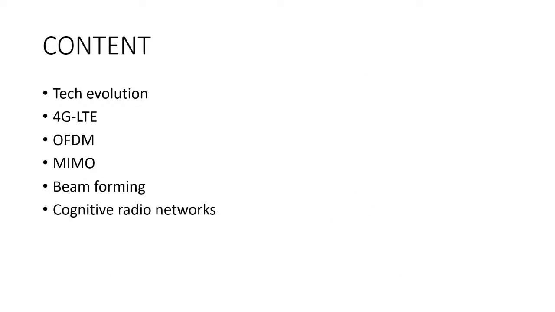so today's content covers the tech evolution, what 1G, 2G, 3G and 4G mean, and after that 4G LTE, OFDM and MIMO, MIMO with beamforming, and finally cognitive radio networks, which is 5G. Majorly 5G evolves with OFDM, MIMO, beamforming and CR networks, that is, cognitive radio networks. This is the content of the session today, so we're going to discuss it.